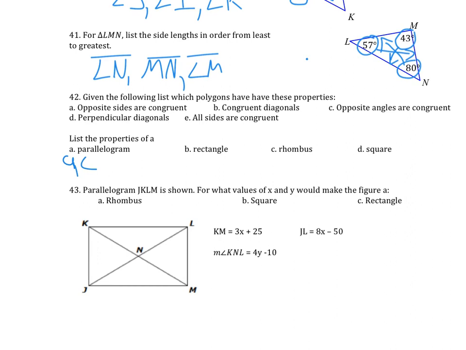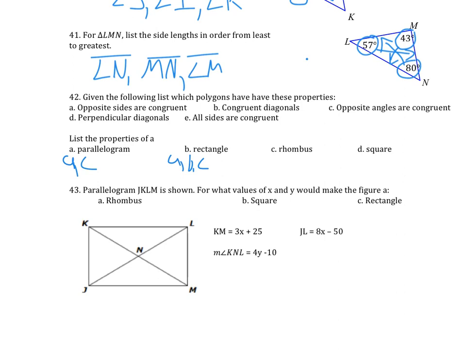For a rectangle, opposite sides are congruent. We have congruent diagonals this time. And then opposite angles are congruent. And actually all angles are congruent in a rectangle because they're all 90. That's just not one of our options. So for a rectangle, it's A, B, and C.